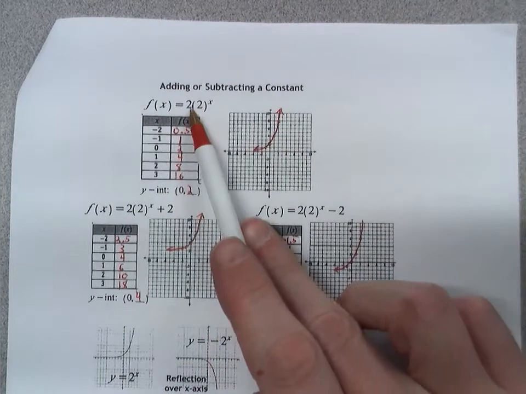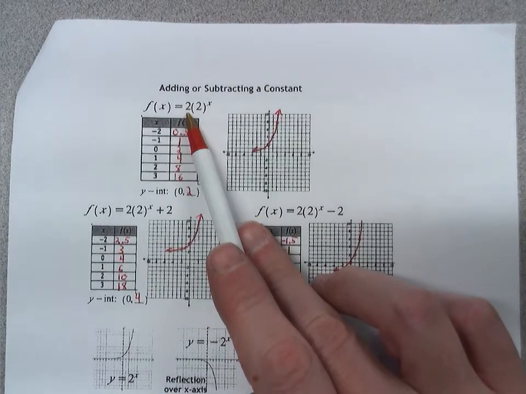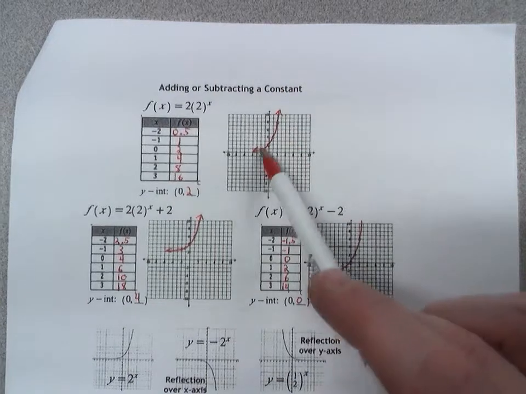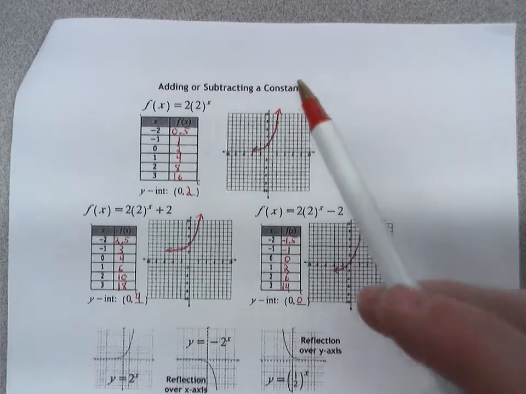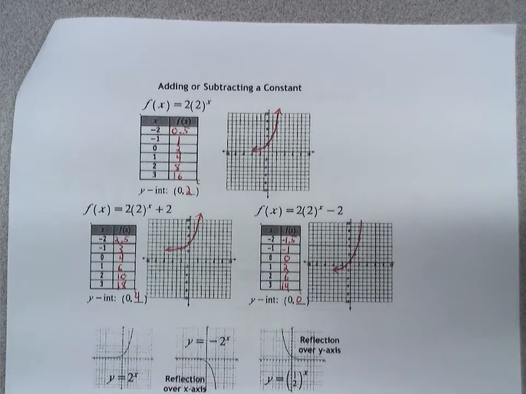All right, so here's our first basic function, a really basic exponential function. A is 2, B is 2. So 2 times 2 to the x power, we can see the graph. So now what happens if we add or subtract a constant from these functions?